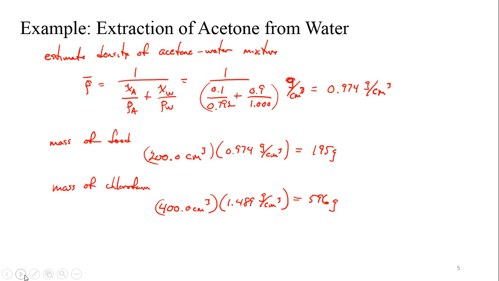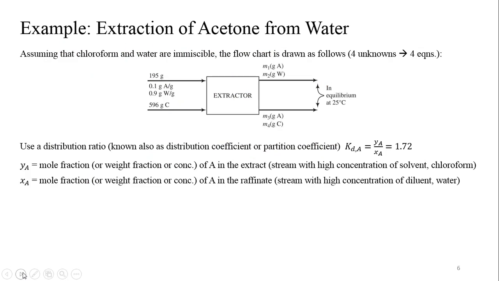We ended up estimating the density of the acetone water mixture, and that enabled us then to figure out the masses of the feed and the mass of the chloroform that we're using as our solvent. Okay, so let's continue on with the problem here and finish this out. What we're going to do is assume that the chloroform and the water are immiscible. Okay? So no solubility between the two.